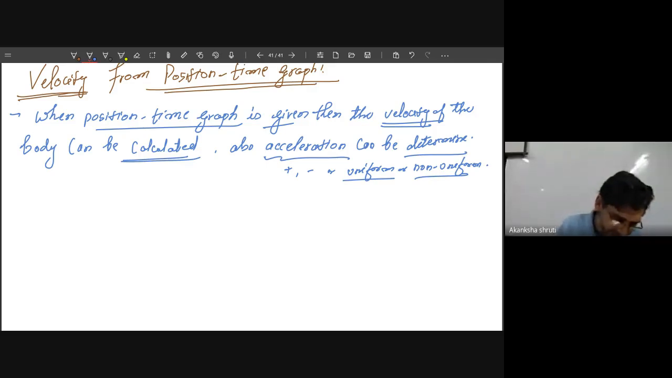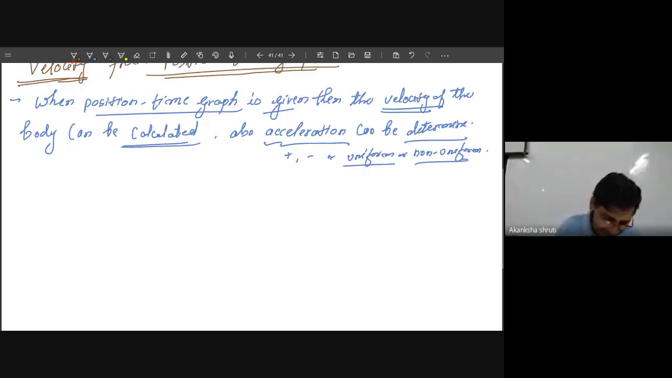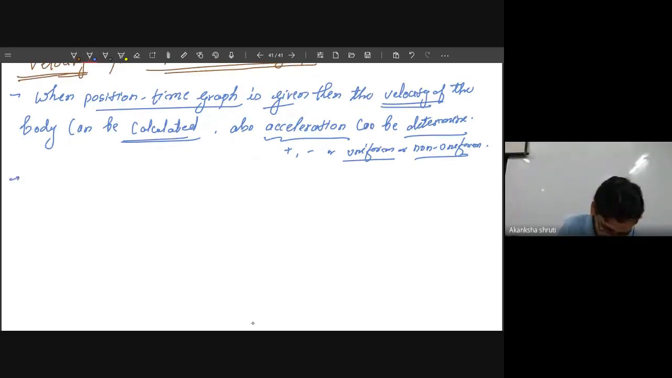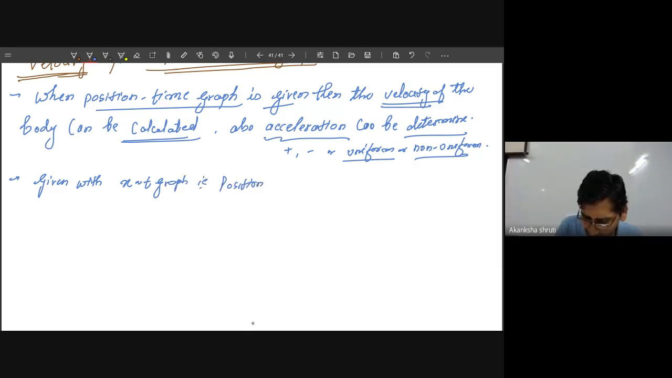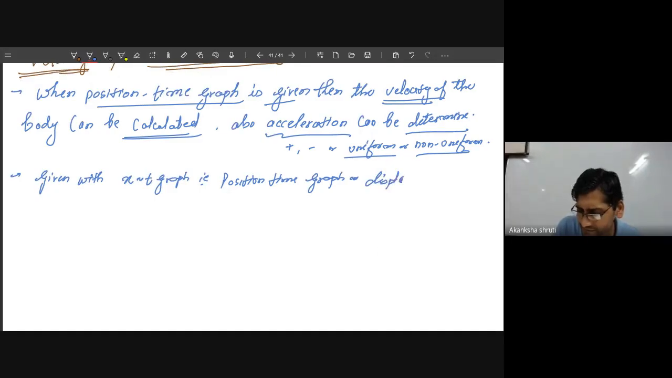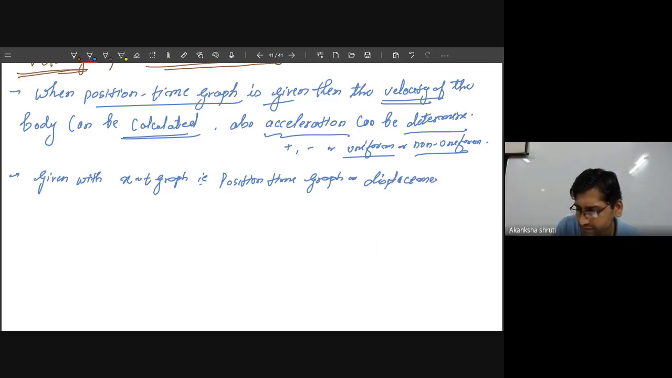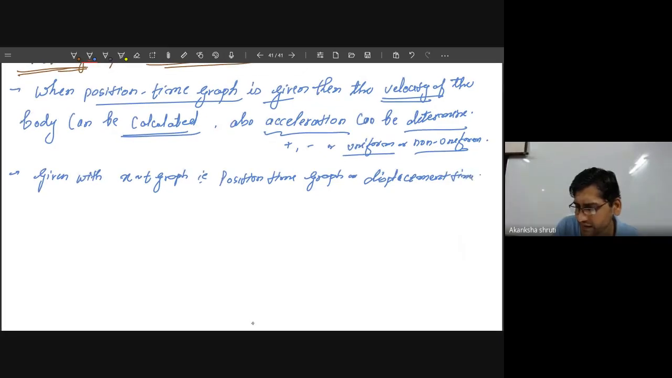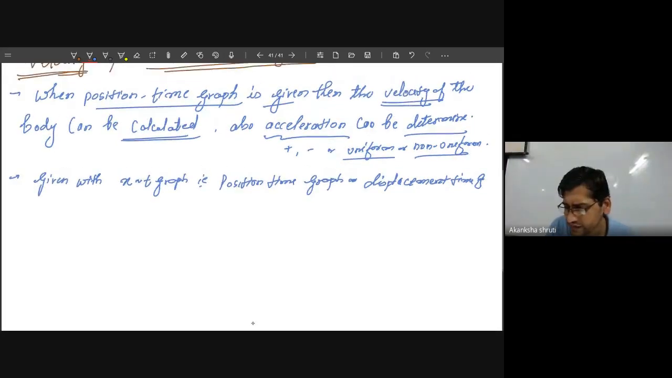Now, students, we are given an x-t graph, x versus t graph, that is the position time graph. This is also called the displacement time graph. Students, just recall what the position and displacement were.